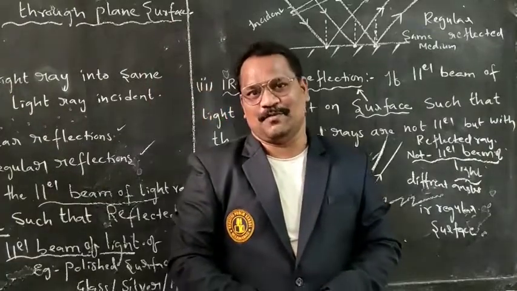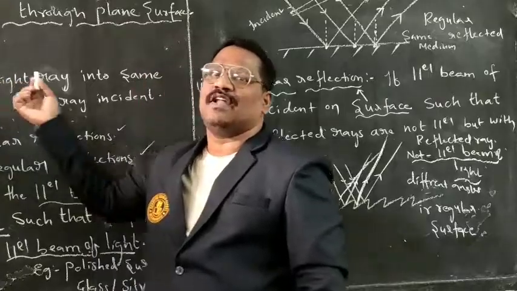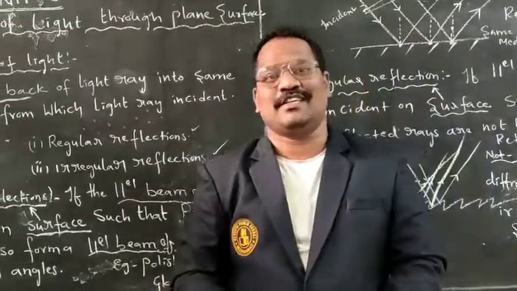By this we have completed the topic called reflection of light, in which regular reflection as well as irregular reflection exist.